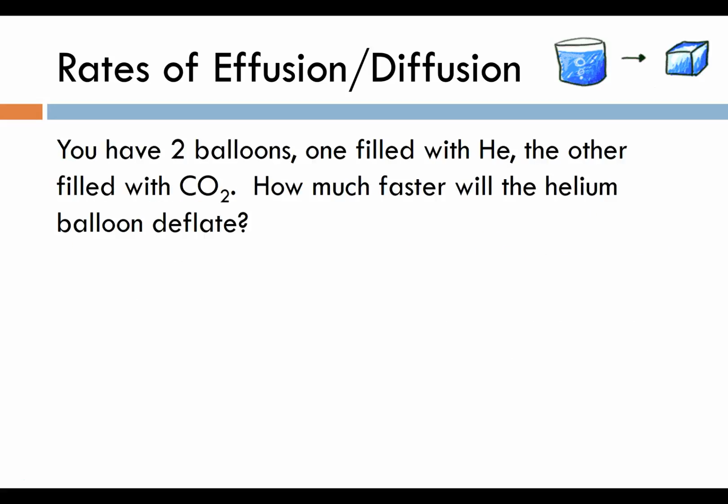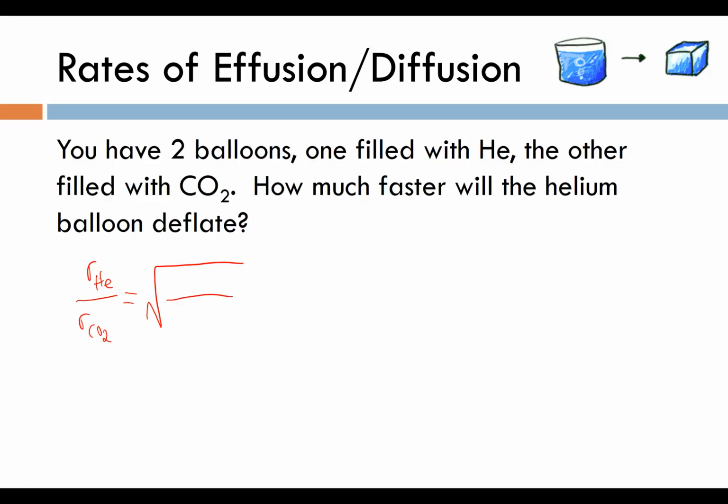Let's take a look at our helium and carbon dioxide balloons. I'm going to set it up where I've got the rate of helium in the numerator and the rate of carbon dioxide in the denominator. Technically, it doesn't matter which one I put where. I've just arbitrarily chosen to put helium in the numerator and CO2 in the denominator. You can flip this upside down and you can still arrive at the correct answer, because we're just comparing their relative rates.